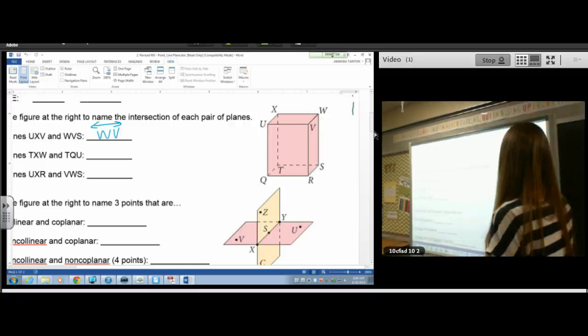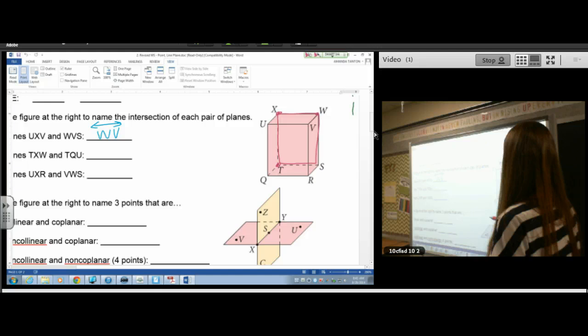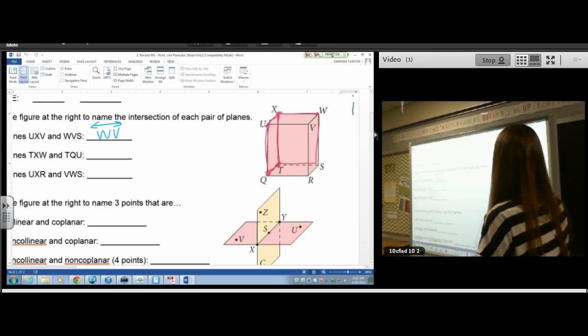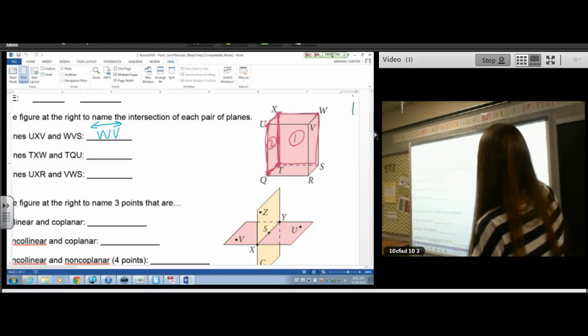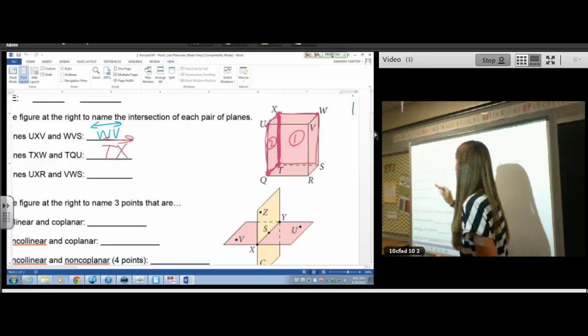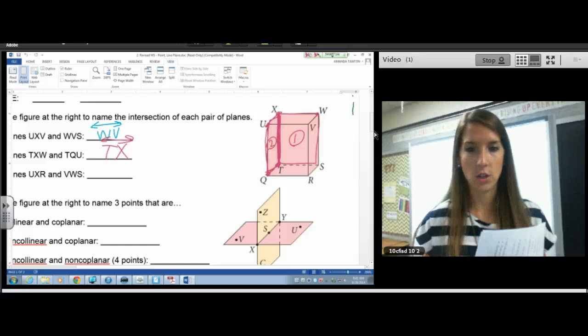TXW, TXW, connect the dots, and then TQU, TQU, connect those three dots and finish off the rectangle. So where is rectangle 1 intersecting rectangle 2? Right here, TX is the answer to that one. So you're finding where they're overlapping. You're finding where they touch, okay?